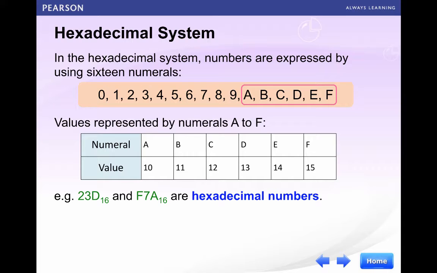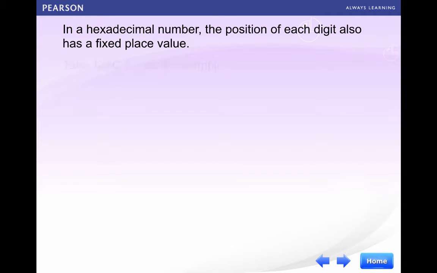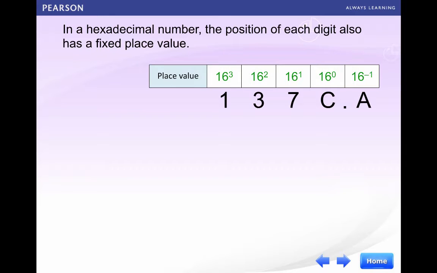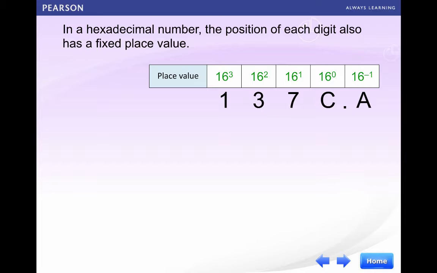So if we see some numbers like this, 23D, and then one with a decimal point, F7A, base 16, these have decimal numbers. Also remember, we cannot omit the 16 as the base. So look at this example, 137C.A. We know that the place values are as follows.